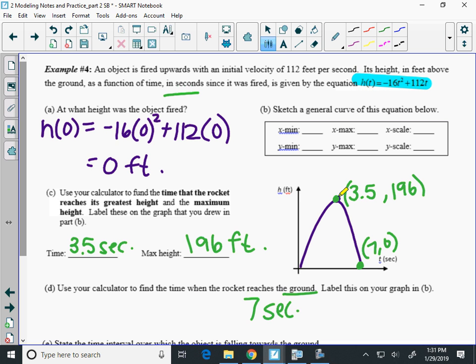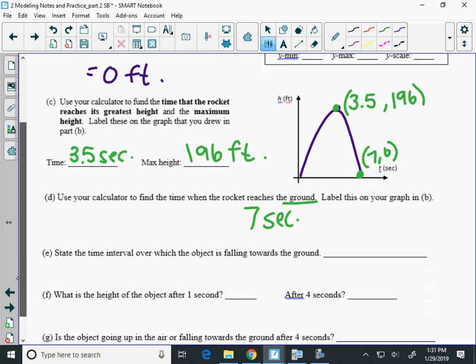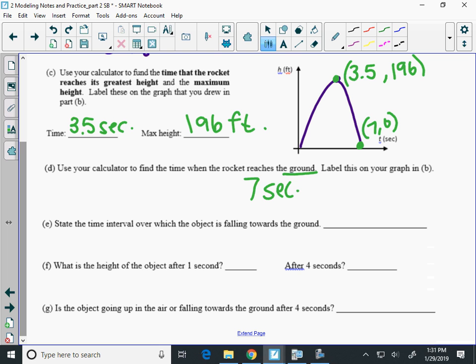So the rocket was shot up, 3.5 seconds in, it's at its maximum, and it takes 7 seconds to get down to the ground. Now the question that we're going to ask you, building off of what we did yesterday: what is the time interval that the rocket is falling towards the ground? 3.5 is less than X, which is less than 7. Yes, you can write it like that. You can also do interval notation. Brackets or parentheses? Parentheses. So if you did an interval here, you have to use parentheses.